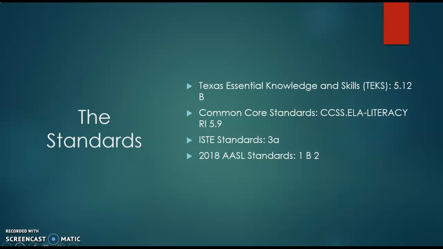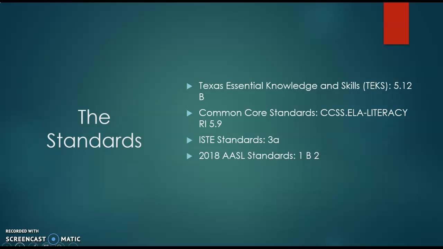The next set of standards that are listed here are the Common Core standards for literacy skills for 5th grade, and the standard is 5.9, which says that students will integrate information from several texts on the same topic in order to write or speak about the subject knowledgeably. So that's the process we do when we research. We go through and find various types of information that can help us to present our topic that we are learning about. The next set of standards we have here is the ISTE standards.